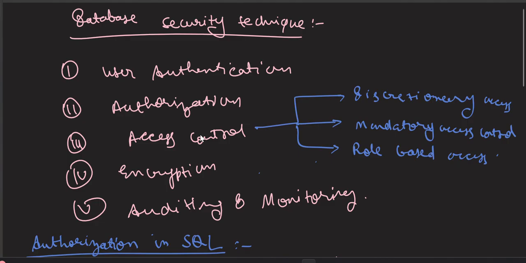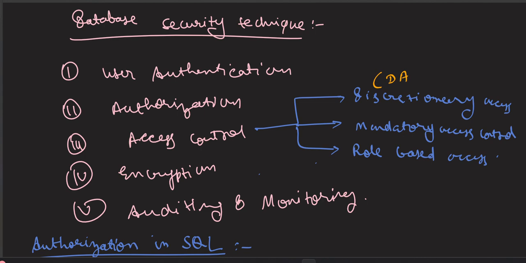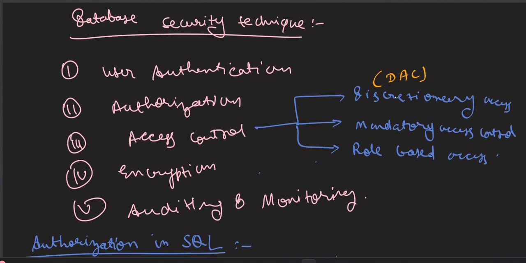The next one is access control. Access control is divided into three parts. The first one is discretionary access control, the second one is mandatory access control, and the third one is role-based access control. In DAC, the owner of the data decides the permission. And this is MAC, mandatory access control, and the last one is role-based access control.